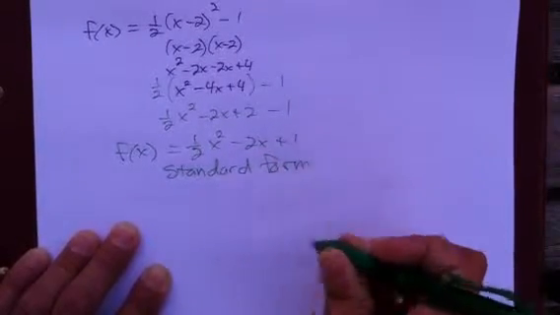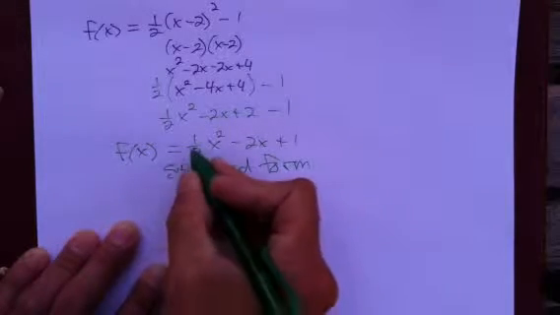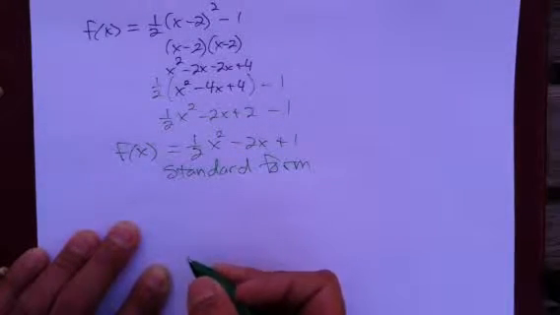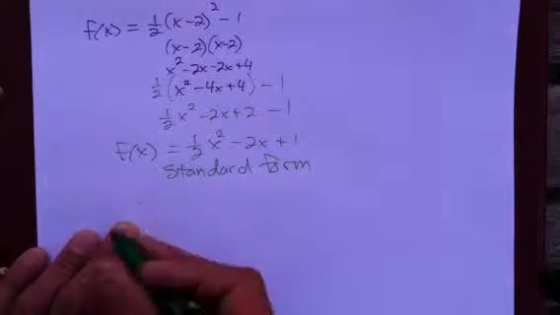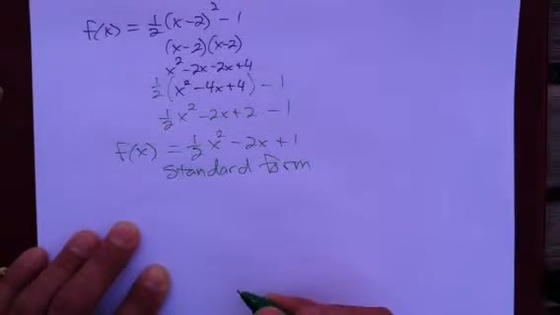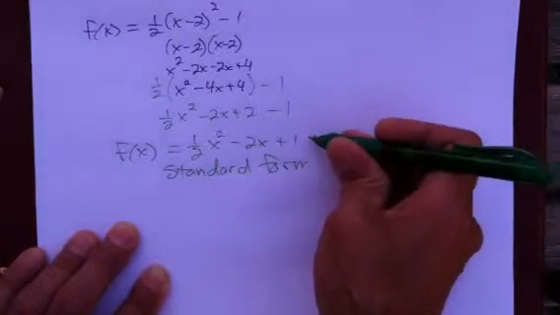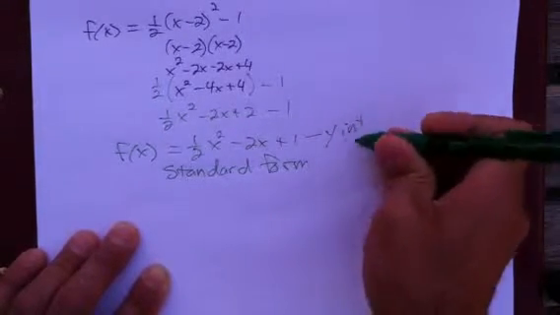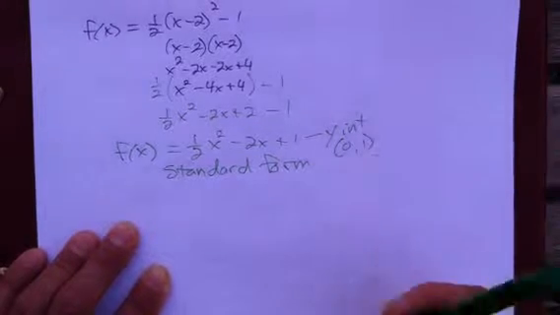Standard form is cute, it's nice, it's useful. Some things it tells me. The leading coefficient tells me whether it's facing up. It's positive, so this opens up. If it was negative, it'd be opening down. The 1/2 tells me it's wider than the basic parabola. And the 1 here, remember, is the y-intercept. Tells me the y-intercept is the point (0, 1).